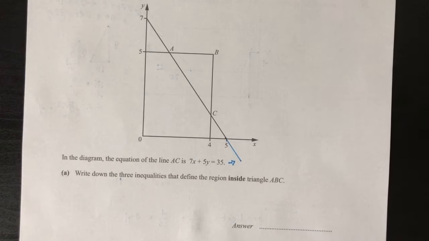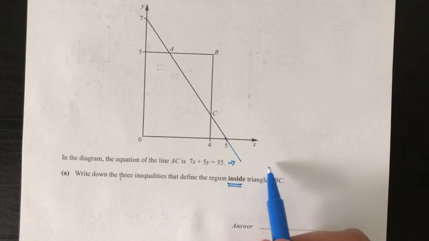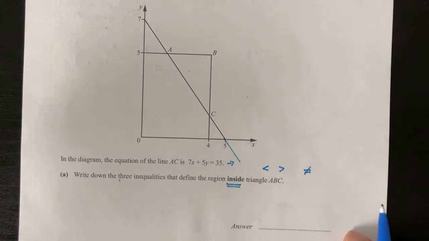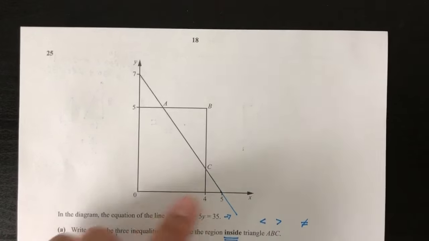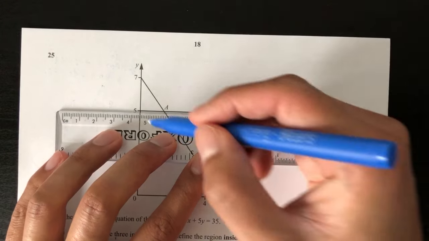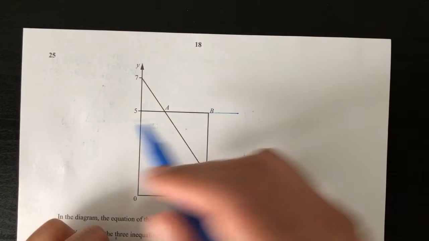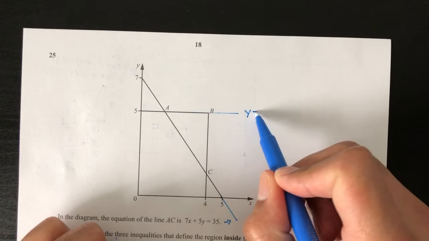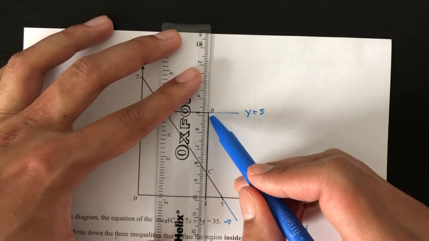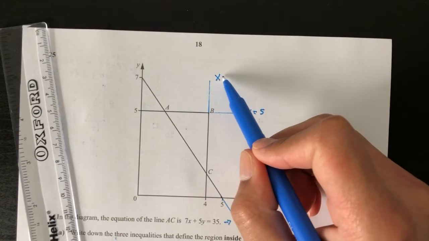So write down the three inequalities that define the region inside. When you see inside, we have to use the strict inequality, not equal. Now ABC is this one. If you extend those lines, you can find the equations. This is a horizontal line, it will be y equal to 5. This is a vertical line, that will be x equal to 4.